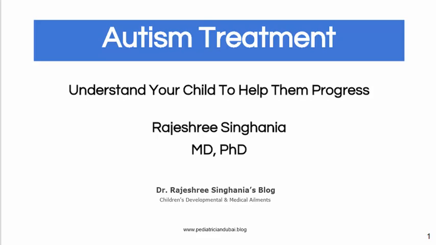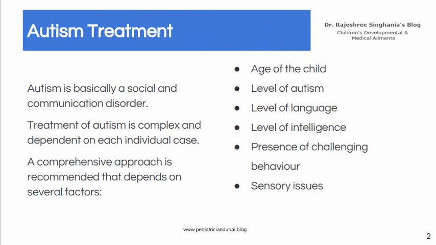It's important to understand what autism is to be able to help your child. So, autism is many things, but it's basically a social and communication disorder. And a child's social difficulties and communication, not language difficulties, can impact his ability to learn. The treatment is complex and depends upon the age of the child, the level of autism, how much the child can talk and understand, the intelligence level, presence of challenging behaviors, and most importantly, sensory issues.